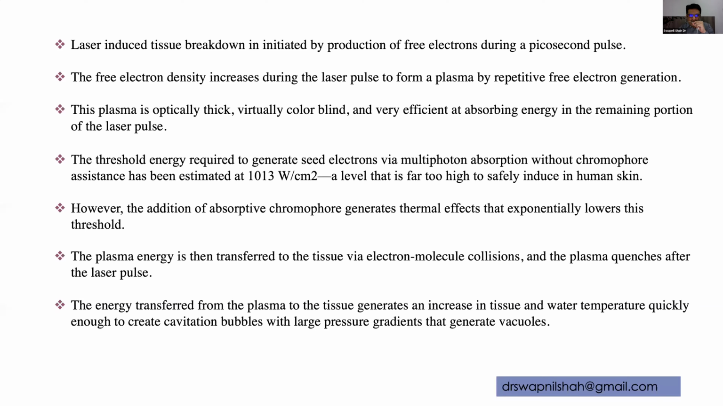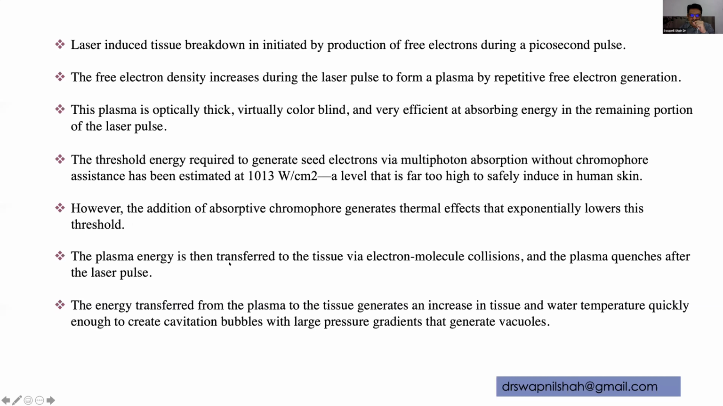The threshold energy required to generate a seed of electrons via multiphoton absorption without a chromophore is very high, a level that is far too high for safe use in human skin. But we have a chromophore: melanin and hemoglobin will act as chromophores, and the addition of an absorptive chromophore generates a thermal effect that exponentially lowers this threshold. So they can safely be used in human skin because of chromophores.